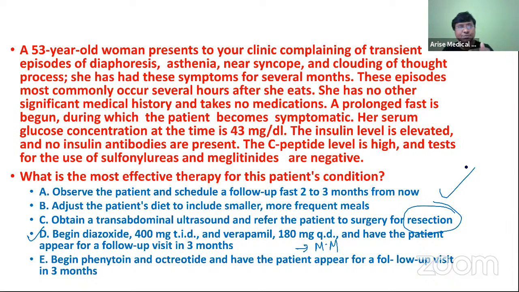And how will you resect the tumor? First, you localize the tumor with the help of imaging studies like endoscopic ultrasound or trans-abdominal ultrasound. Once you localize the tumor, the next thing is to immediately refer to the surgeon and see that the surgeon removes that particular insulinoma. And thereby, the clinical manifestations will improve, right?